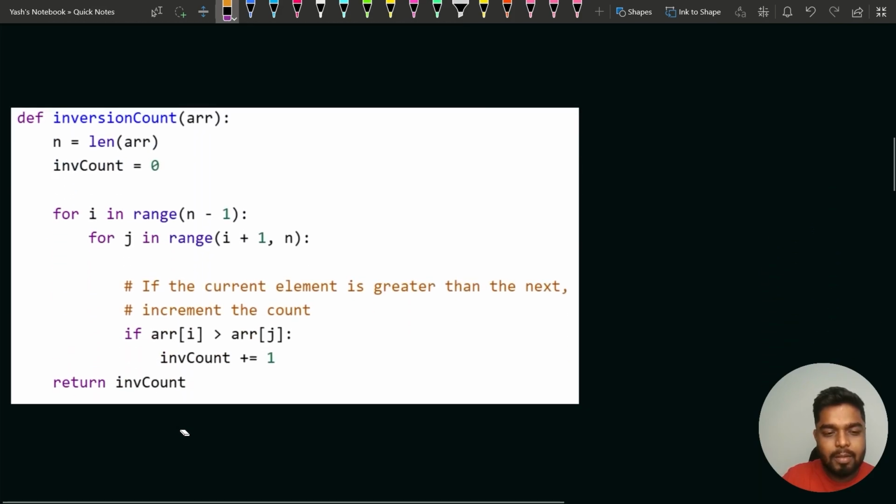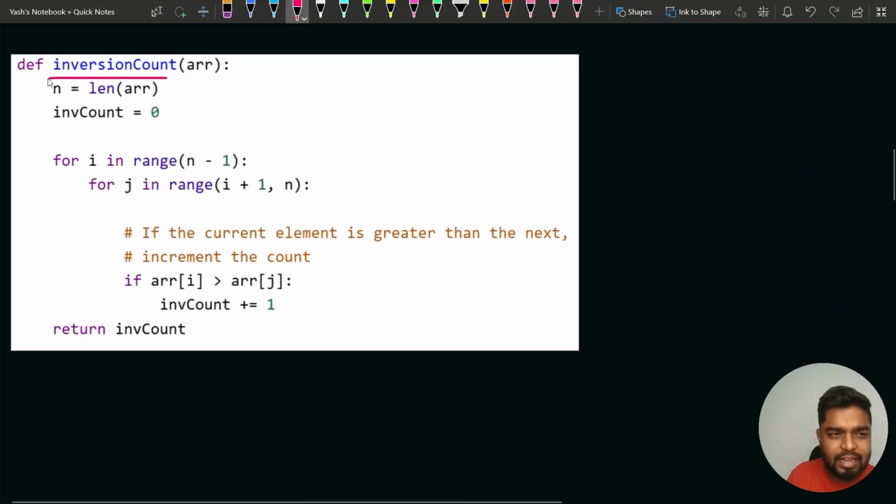Okay, if you will see here, what we will do is we'll basically take the length of the array, that is n. Then after that, an inversion count variable is there. We'll iterate in the array. Why are we iterating one less?